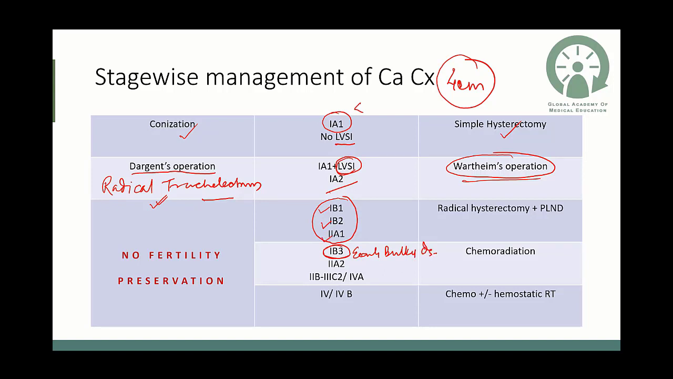So the next stage is 2A1, where the spread has happened to the vagina but the lesion is still less than 4 cm. So that is still operable. The surgery is radical hysterectomy with pelvic lymph node dissection. No fertility preservation is possible beyond this point. And if it is early bulky disease or a disease which is advanced beyond 2A1, that is 2A2 to 2B, 3C1, 3C2, and some people say 4A also, it can be amenable to chemoradiation.